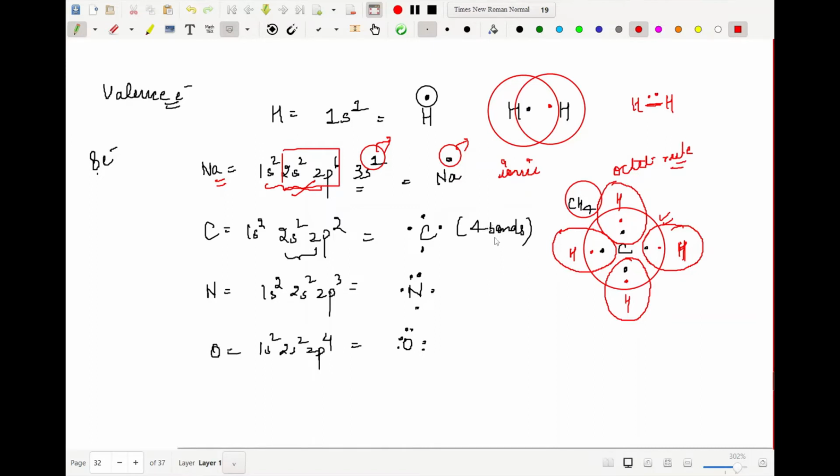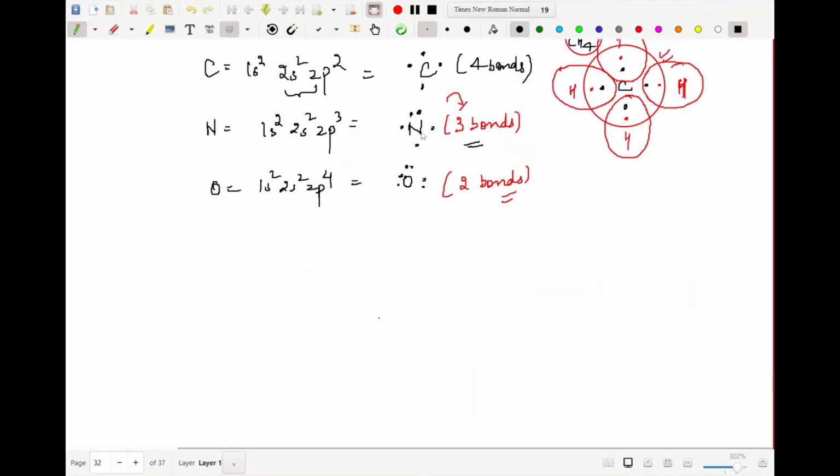Each bond represents sharing of 2 electrons. In the case of nitrogen, we have a total of 1, 2, 3, 4, 5 electrons, and it needs to form 3 more bonds in order to get 8 electrons, right? Similarly, oxygen has 1, 2, 3, 4, 5, 6 electrons, and it needs to form 2 more bonds in order to get 8 electrons in its outermost shell.